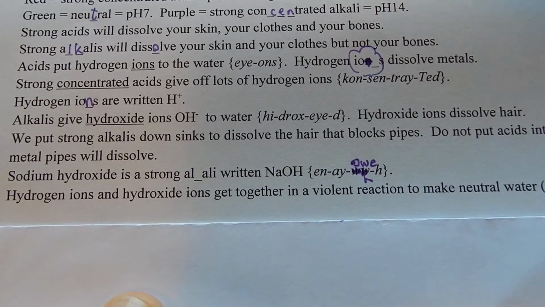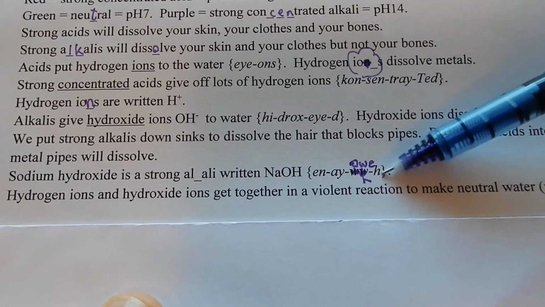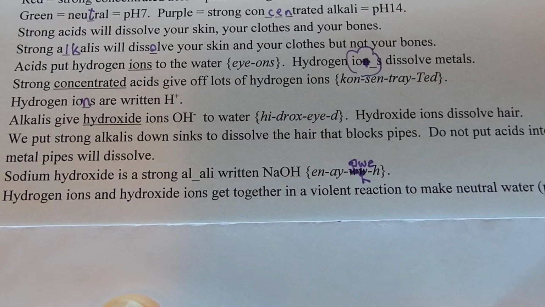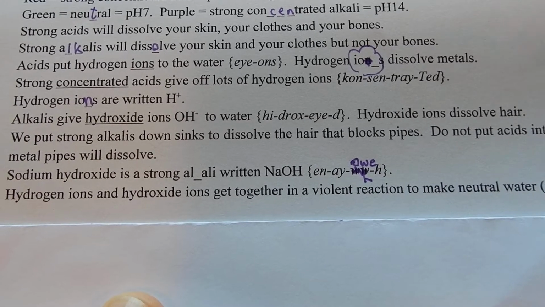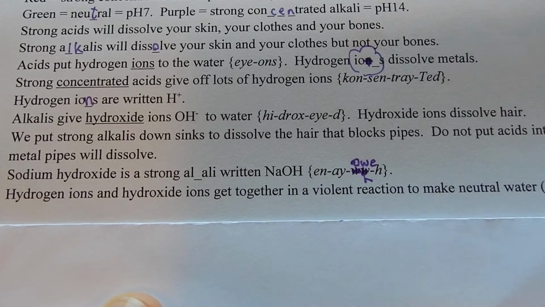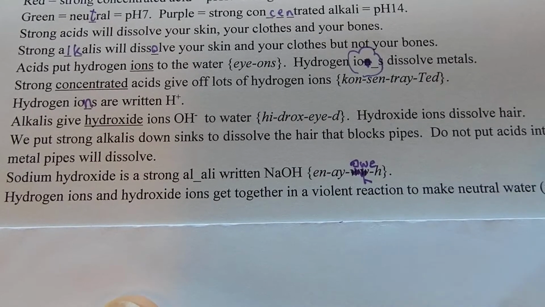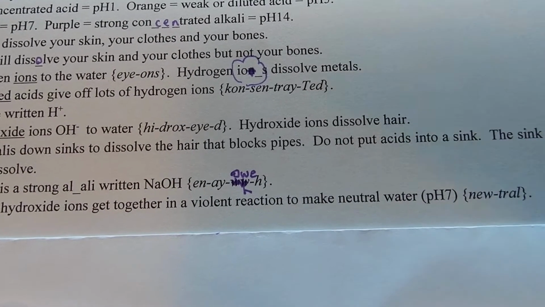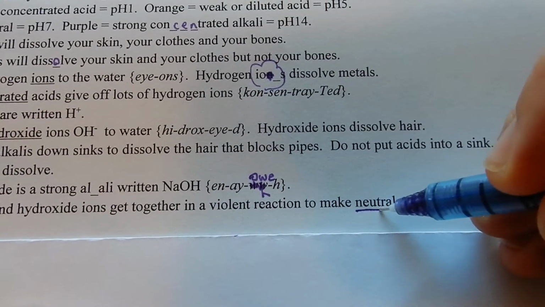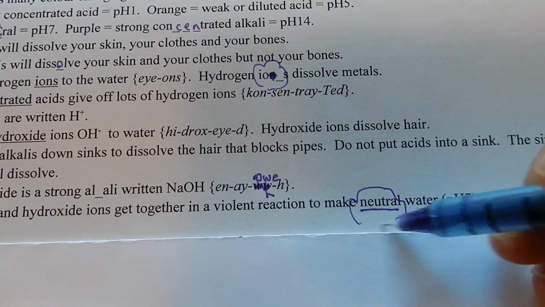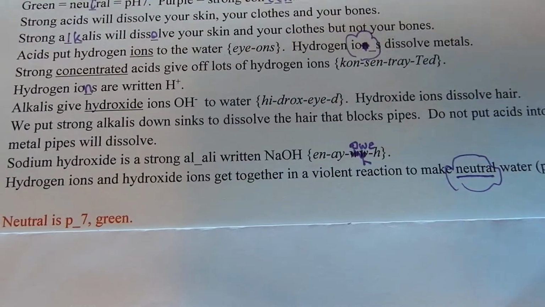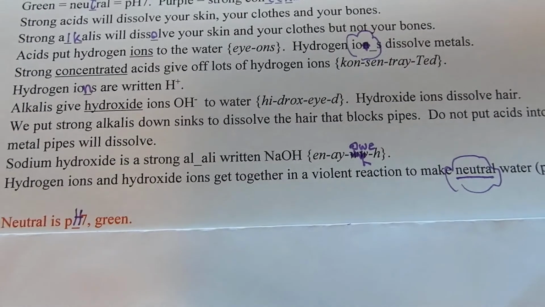Hydrogen ions and hydroxide ions get together in a violent reaction to make neutral water. Just like hot and cold, they get together and they make warm, which is nice and safe. So two dangerous things make a safe thing. Acids and alkalis get together to make neutral water, which is pH 7. Neutral is pH 7, capital H for hydrogen, which is green.